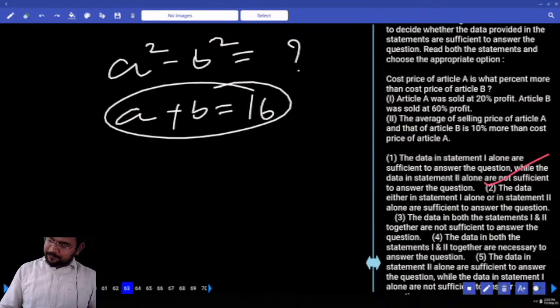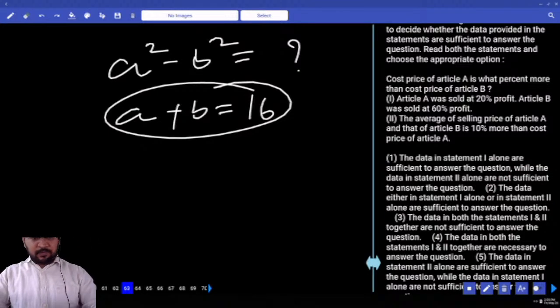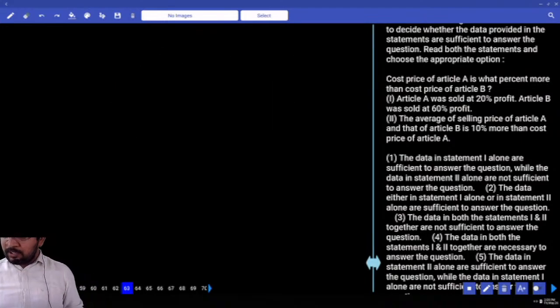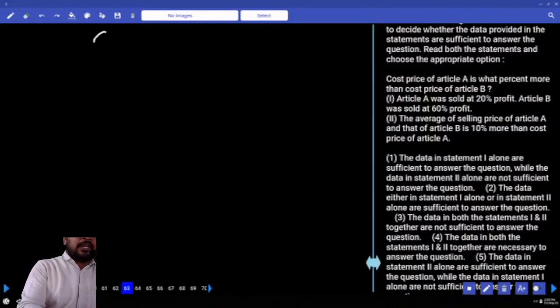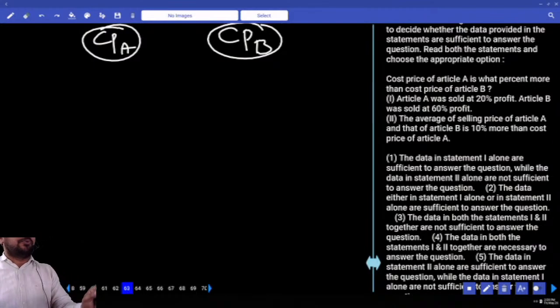63. The question is: the cost price of article A is what percent more than the cost price of article B? First of all, we need to find the cost prices of A and B, and once we know these values the answer is possible. Our target is to find the cost price of A and of B. For that, which statements are required?